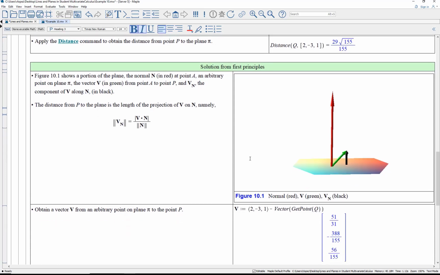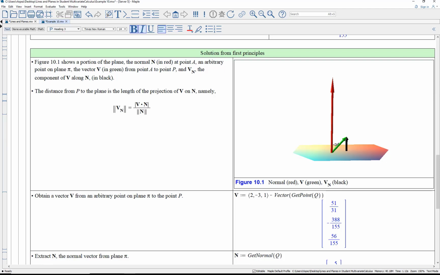And here I've drawn the appropriate picture. There's the plane. Here's a normal. The normal is drawn from some point. You need a point, but you draw the normal. Up here is the point P from which you want to measure the distance to the plane. By subtraction, you get this green vector. You project that green vector onto the normal. I've drawn that projection, that component, here in black. It's the length of this vector that you really need to get the distance.